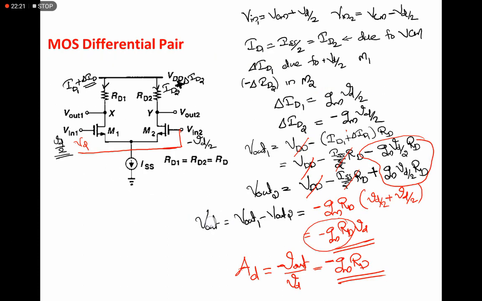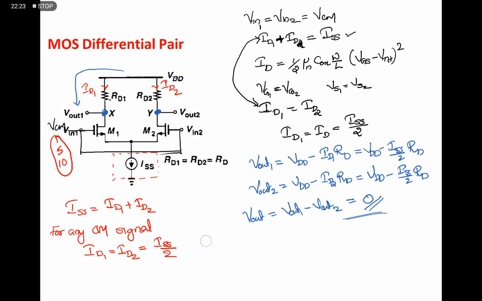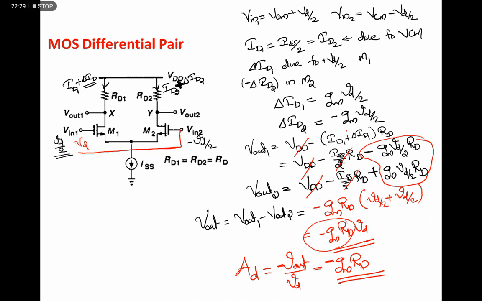So just go through this one. First one is the common mode signal. We got output is 0. For differential mode signal, we got output is minus gm RD into VD, or the differential gain is minus gm RD, and common mode gain is 0.